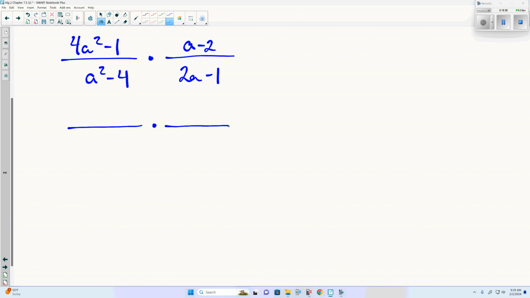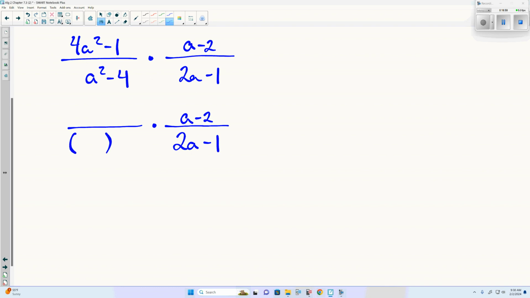All right. Well, a minus 2, let's start there. A minus 2, there's no greatest common factor. The degree is 1. That's as simplified as it gets. Anything else? 2a minus 1. Well, both of those are nice. Both of those are probably going to be helpful.